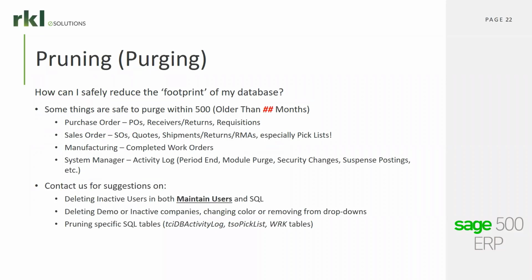So, purging data. We recommend you be really careful about what you're purging, and don't purge information that you know you're going back and looking at on any kind of regular basis. Some of the things that are easy to purge, and really aren't going to create problems as long as you don't use them for reference, is information in the purchase order and sales order modules. The POs are the receivers, the returns, requisitions, all of those documents. The sales order is quotes, shipments, returns, RMAs, pick lists. Getting rid of some of that information is not too difficult, and it doesn't really create problems in the system.